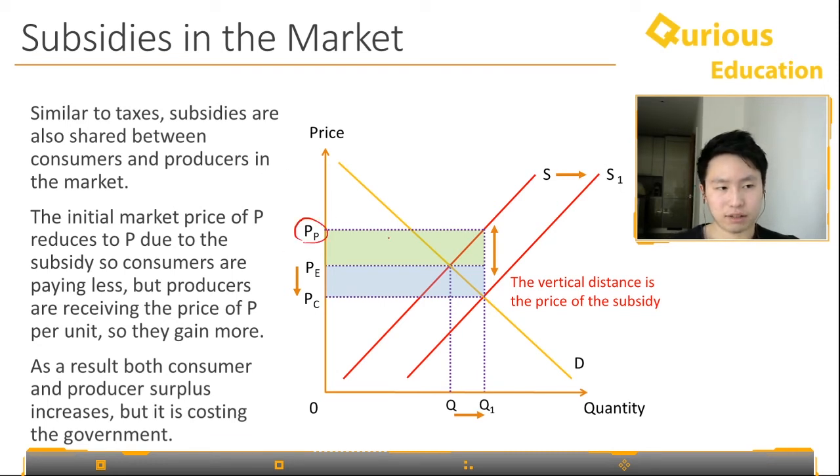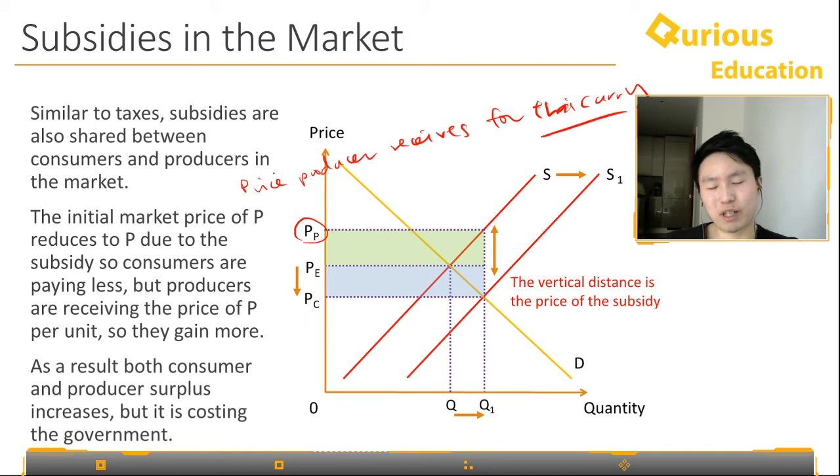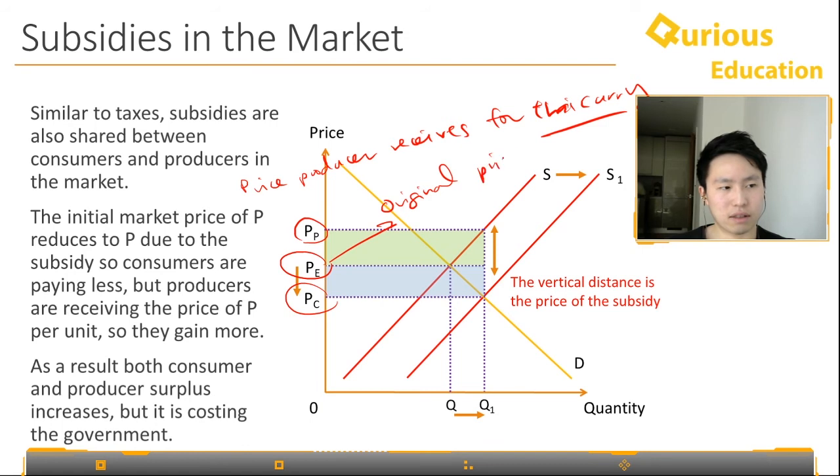PP is the price the producer receives for, let's say, Thai curry in this case, because we're talking about Eat Out to Help Out. So PP is the price the producer receives for Thai curry. PE is the original market price for Thai curry, because it's where demand hits the supply. And PC is the price the consumer pays for the curry.